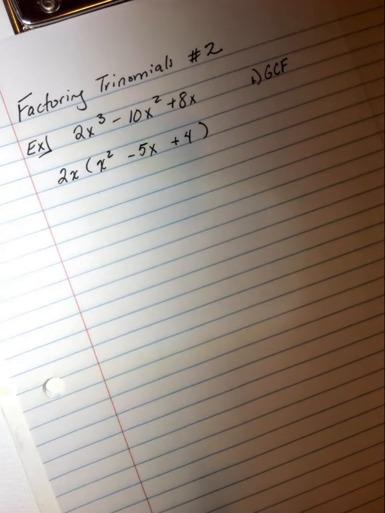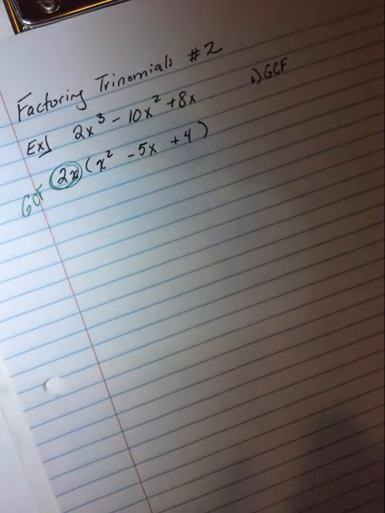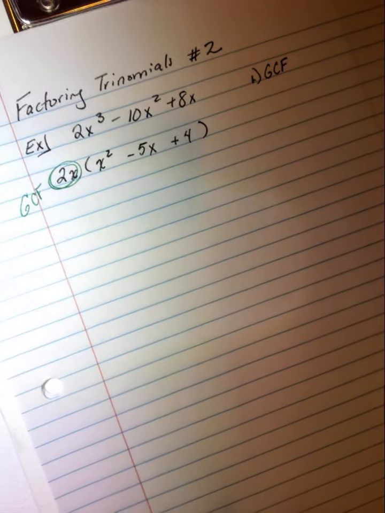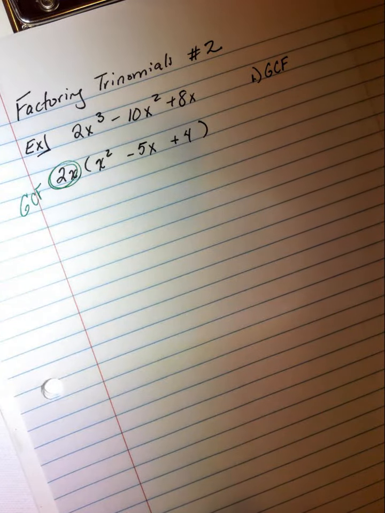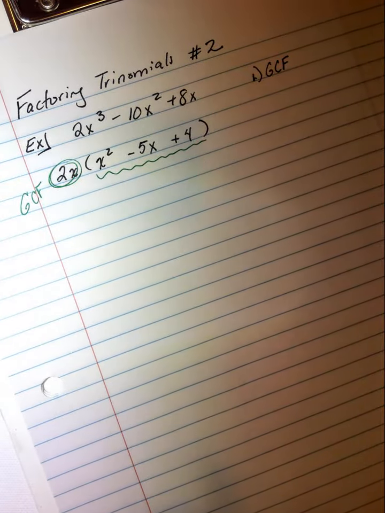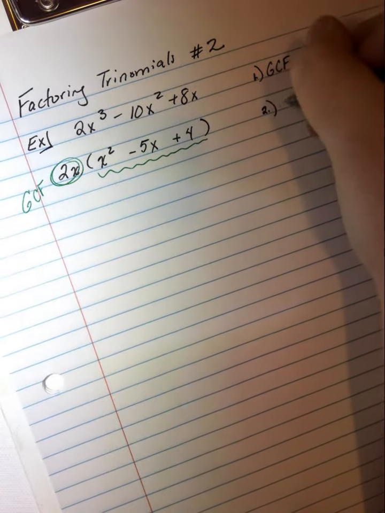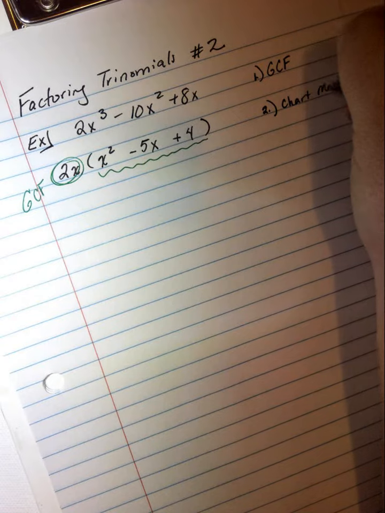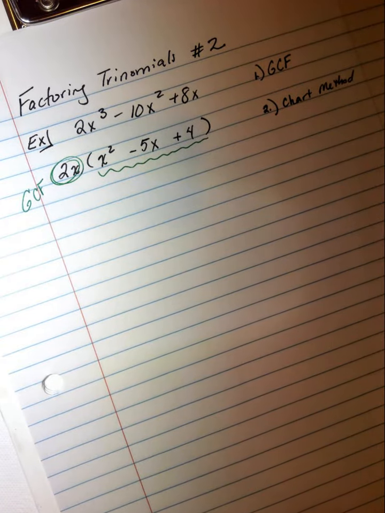So that's my first step. That's my GCF. I'm going to circle this GCF right here, and honestly, we're going to forget about it. That GCF does not exist until the end now. It's just hanging out, waiting on us to finish the problem. All we care about now is this new trinomial. Our new trinomial is what we do step 2 with, which is making your chart method.